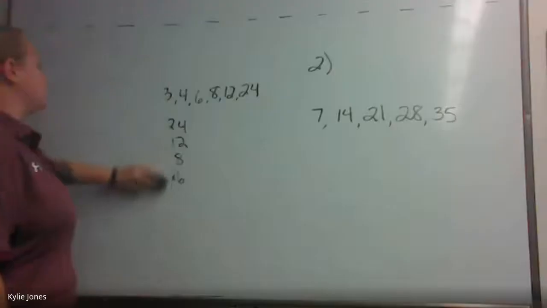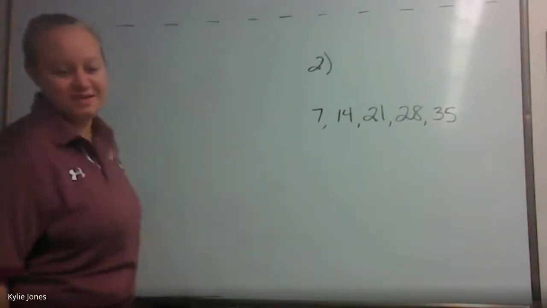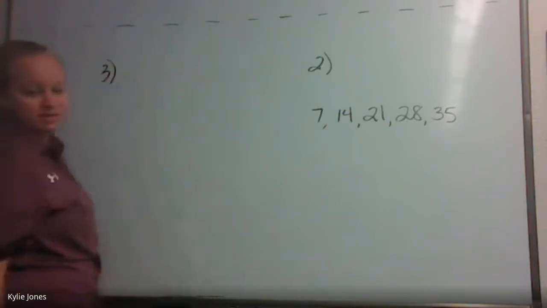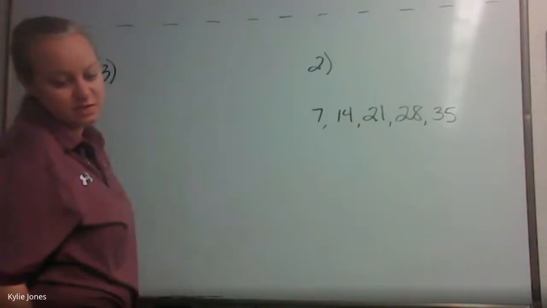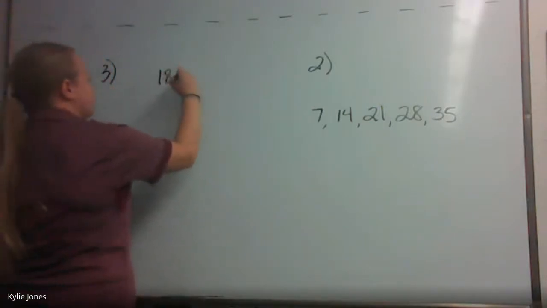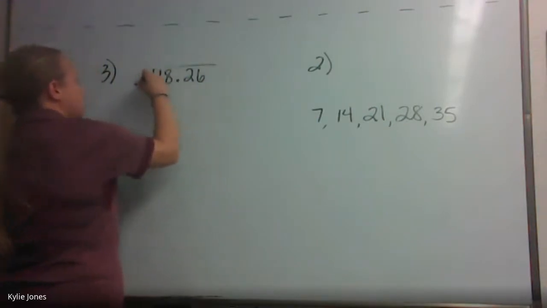Okay, let's look at number 3. Also, you're going to need those today, so hopefully you did good. Number 3, what is the digit in the tenths place when 18 and 26 hundredths is divided by 2 tenths? So 18 and 26 hundredths divided by 2 tenths.